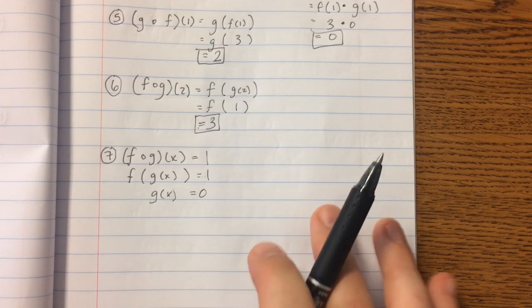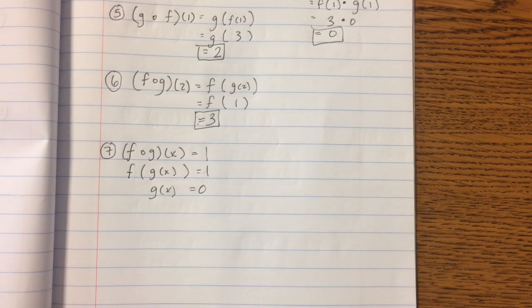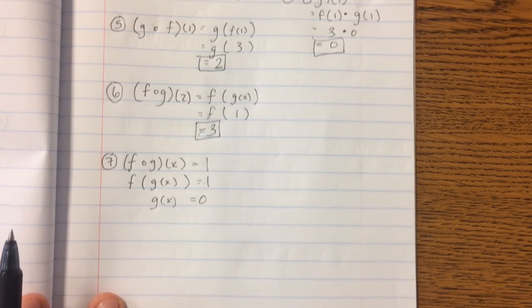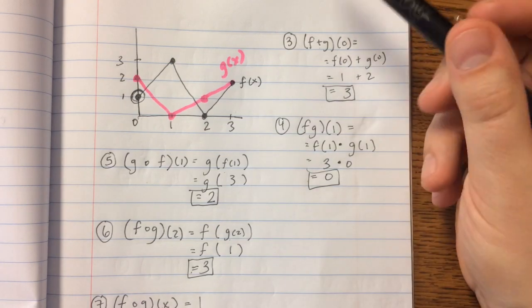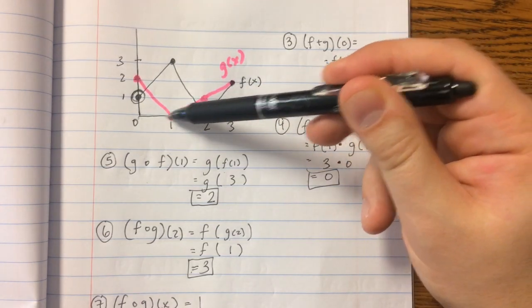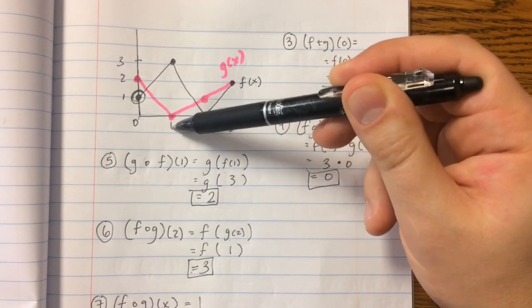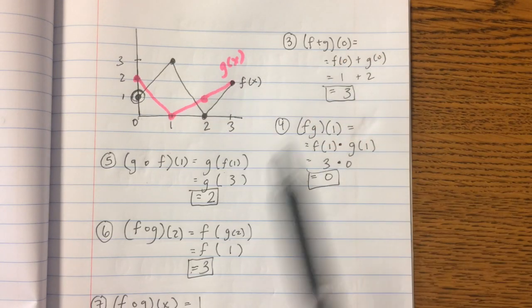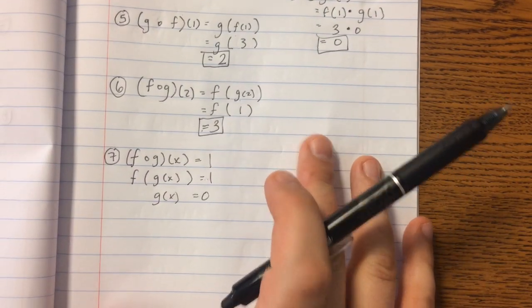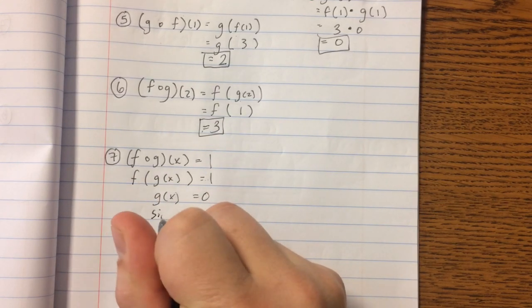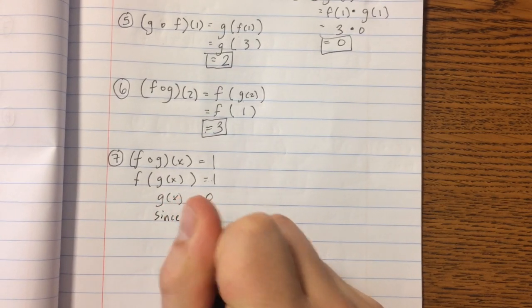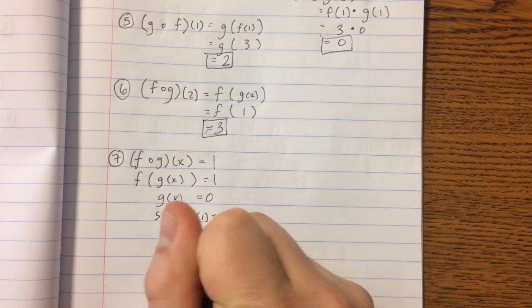If g of x is 0, we want to find what x value would have an output for g that's 0. So we look back at the graph and find, where does g equal 0? Well, g equals 0 right here. So the x value associated with that point is 1. g of 1 equals 0. So I might say, since g of 1 equals 0, x must be 1.